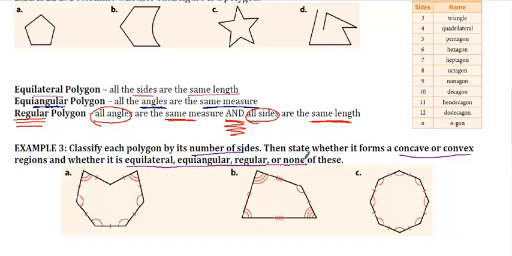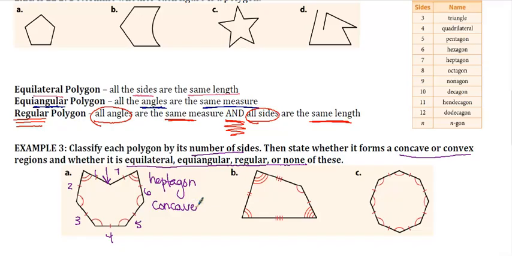So it's number of sides. We have 1, 2, 3, 4, 5, 6, 7 sides. So if you don't know, you can look at the chart. That is a heptagon. All right, then is it concave or convex? Well, does it cave in anywhere? Yeah, right, it caves in right here. So this is concave.